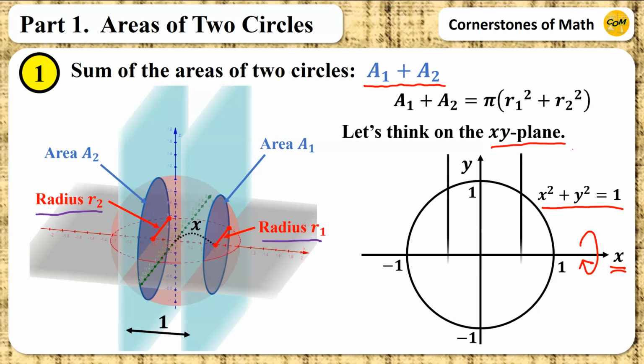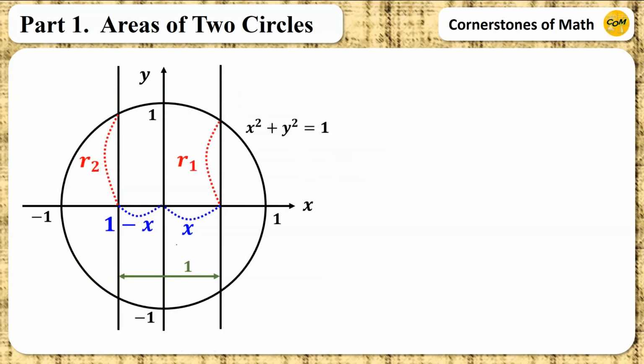On the xy plane, two planes cut the circle like this, where this length is the changing variable x, and these are two radii R1 and R2. So from the bigger illustration here, if this length is x, then this length must be 1 minus x, or you can say that this coordinate is x and this coordinate is x minus 1, which is now negative. It doesn't really matter here. From the equation of the circle, y squared equals 1 minus x squared.